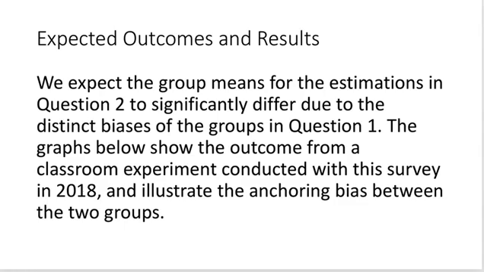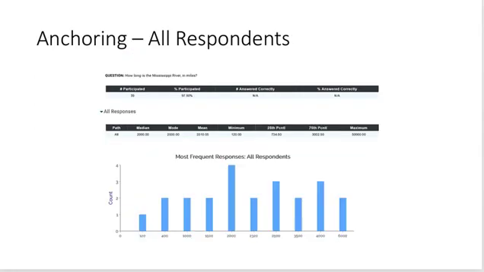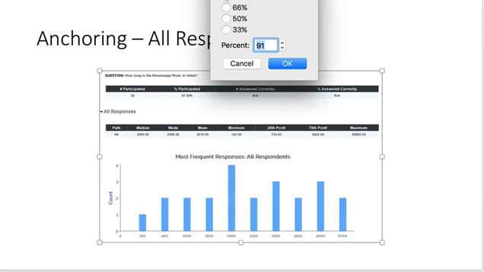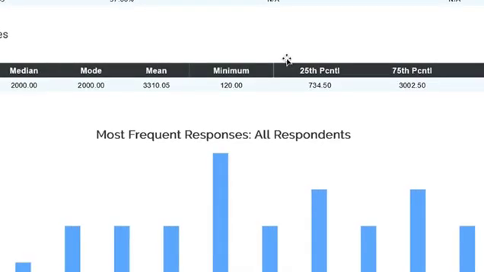The graphs below, which we're going to talk about in a moment, show the outcome from a classroom experiment, not in this particular class, but with a survey in 2018, and it illustrates the anchoring bias of the two groups. So, if you look at all respondents, let's go ahead and make this a little bit bigger so we can view the whole thing. So I'm going to crank that up to 200, and now we've got a better view, all right?